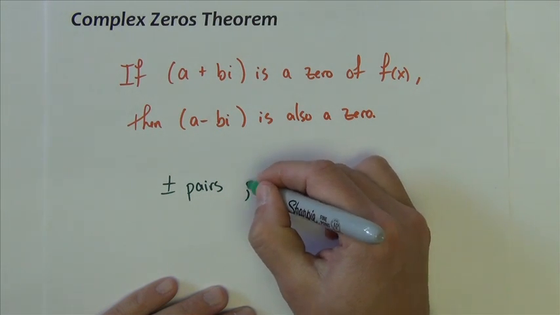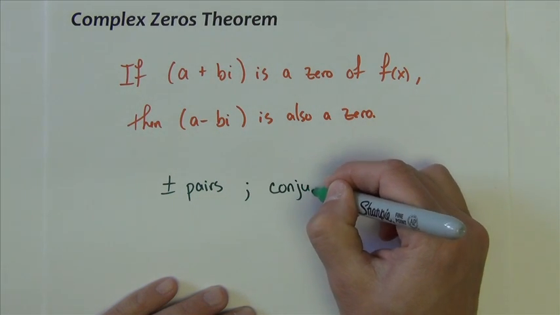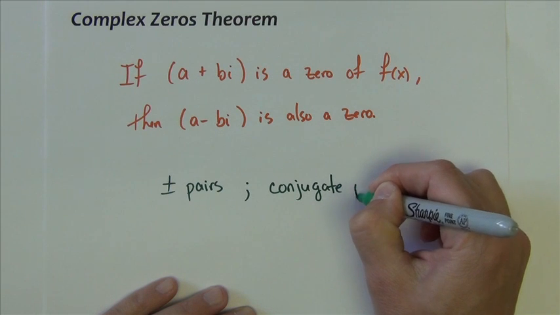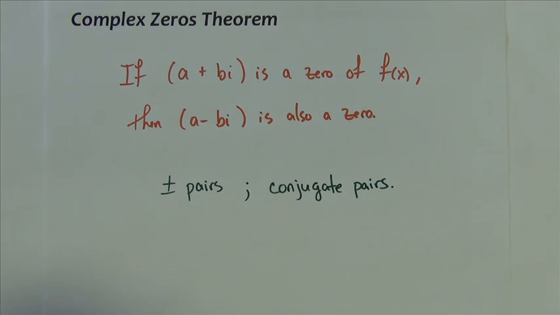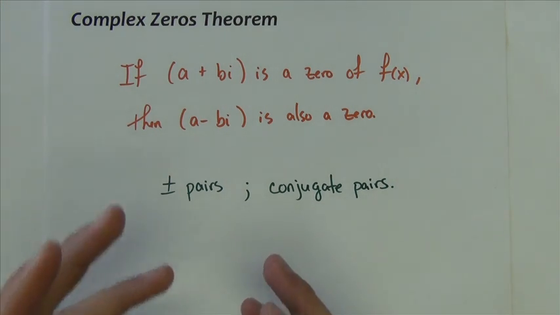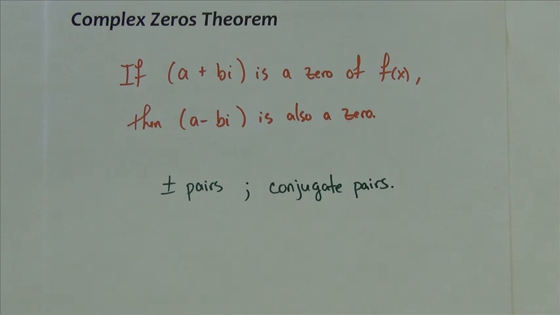These are called conjugate pairs. Okay. So that's important. If you have an imaginary zero or a complex zero, if you're given one of them, this theorem guarantees the other one is also a zero. And that'll be important to us.